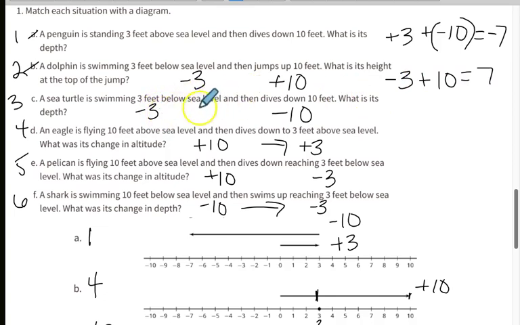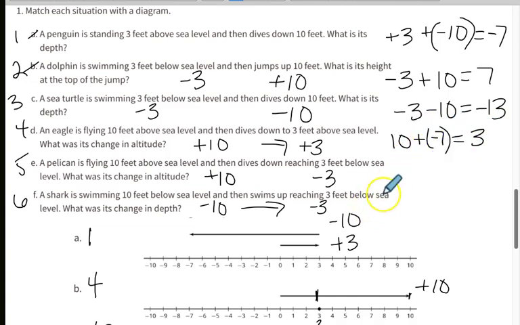It started down below at -3, then dives down 10 more. It ended up at -13. 10 feet above sea level, then dives down to 3 feet. So 10 plus something equals 3. So 10 plus a -7 equals 3.